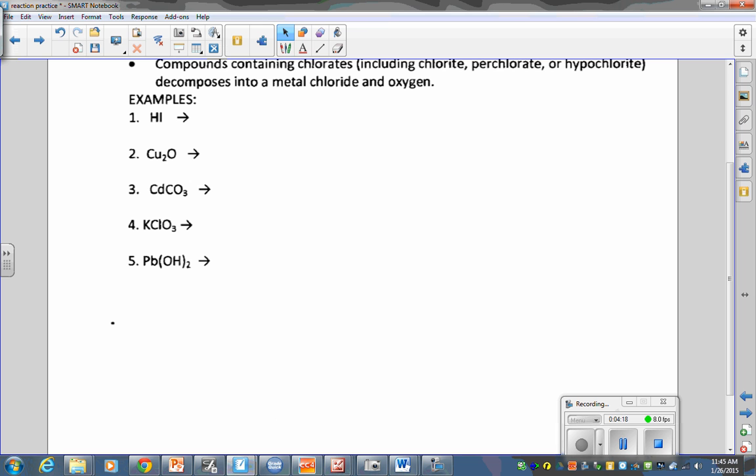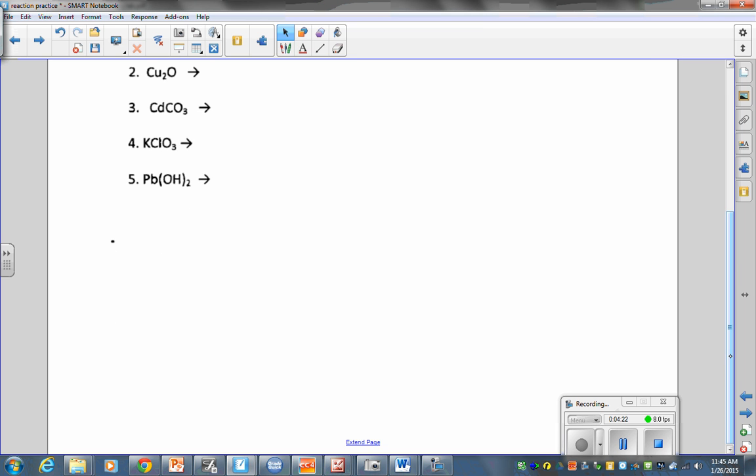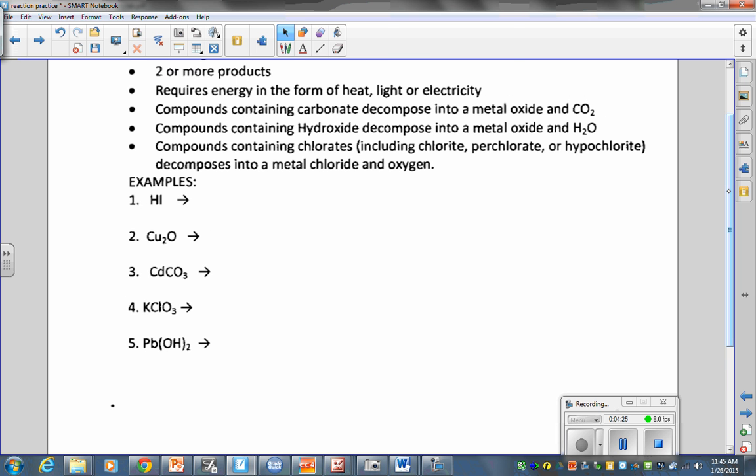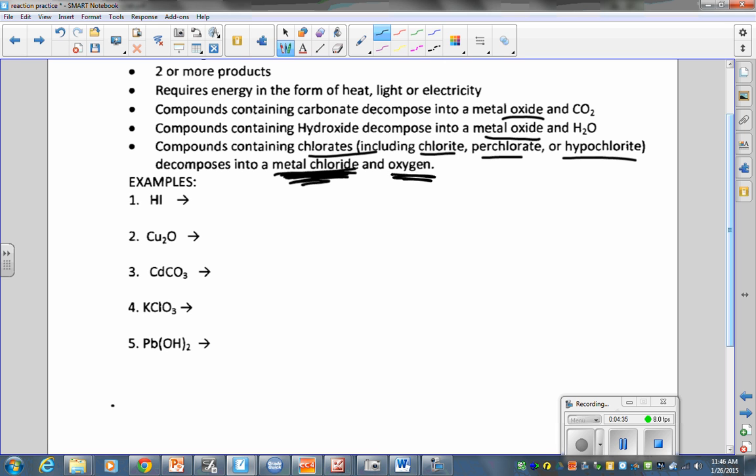All right, the last one. The last one is chlorates. Chlorates are even easier. Slight adjustment though. When you talk about a chlorate, it is chlorate, perchlorate, or hypochlorite. You're basically going to produce a metal chloride. These others are oxides. This one you're just crossing with Cl, and your automatic is going to be oxygen.